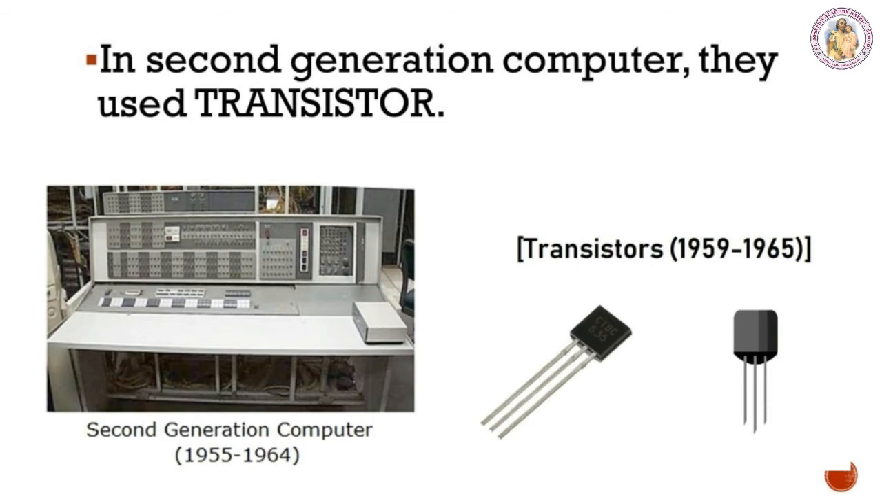which uses discrete transistors instead of vacuum tubes. And these computers featured circuit boards filled with individual transistors and magnetic core memory. The image of a transistor is given in the picture.